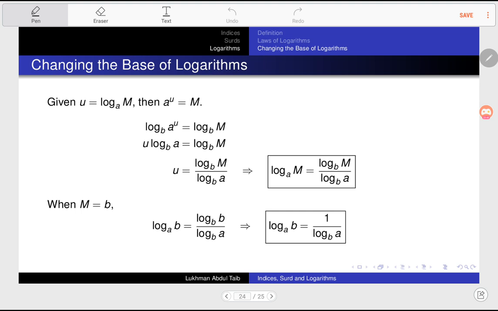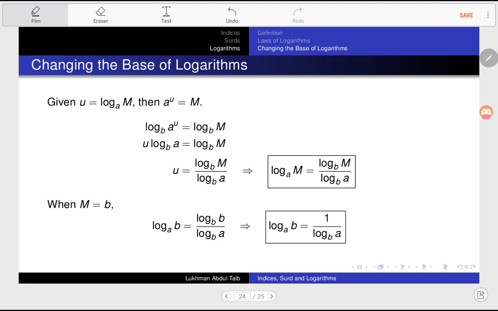When we talk about logarithms, one thing that must not be left out is how to change the base of a logarithm. Maybe in secondary school, your teacher already demonstrated how this is derived, but I think it is better for us to recap again.